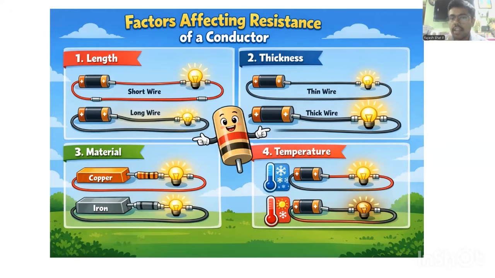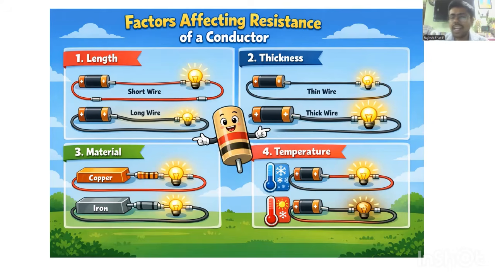Next one is thickness. If you see here, a thin wire and a thick wire. In the thick wire, it is glowing more, meaning more current can pass. Why can more current pass? Because the resistance becomes less. More the area of cross section of the wire, less the resistance.